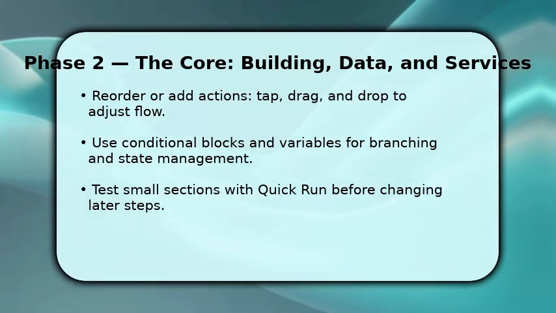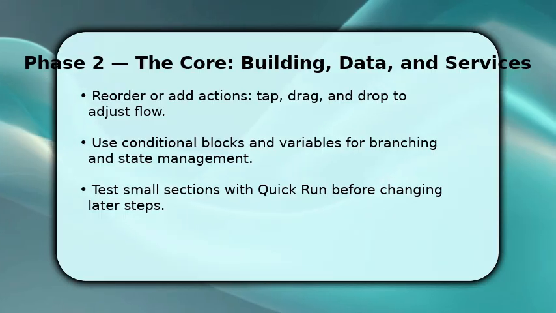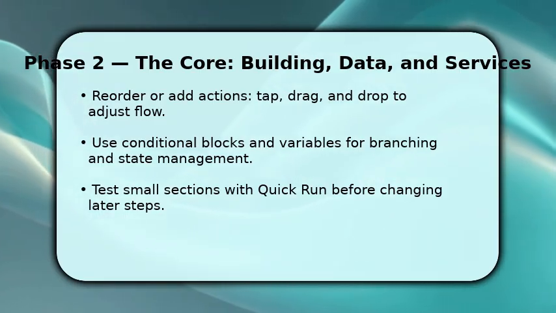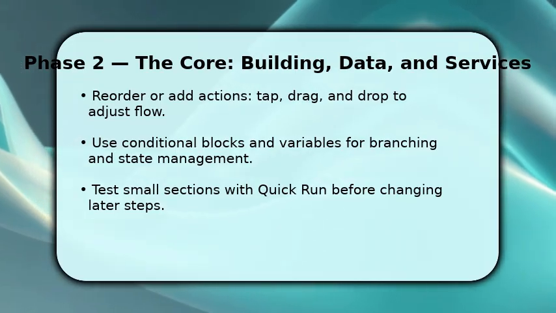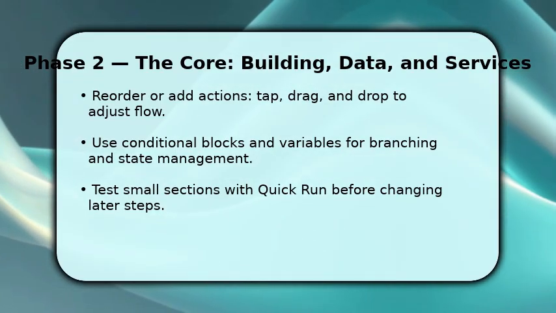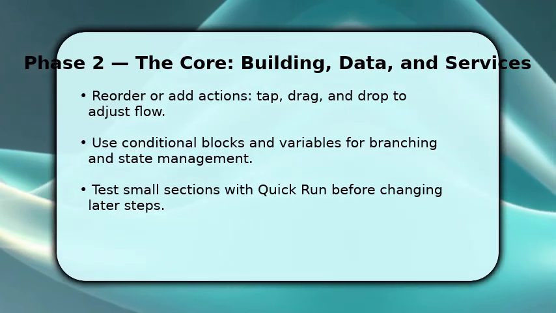Once done, add conditional blocks and variables to handle branching. This lets the shortcut respond differently to inputs. Make sure to name variables clearly so you can track data flow. If you need external content, add a wait or input prompt. Otherwise, the shortcut runs too quickly and misses values.